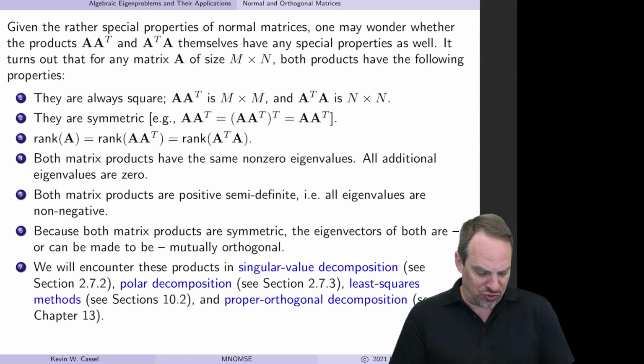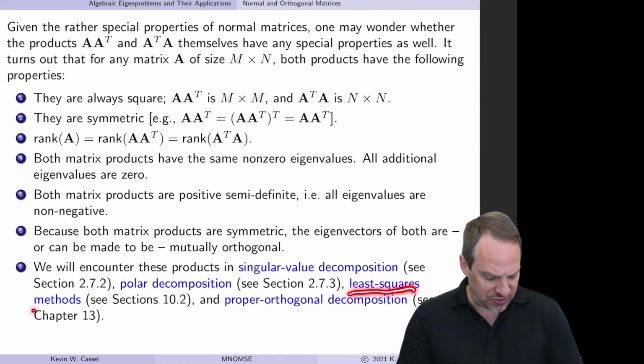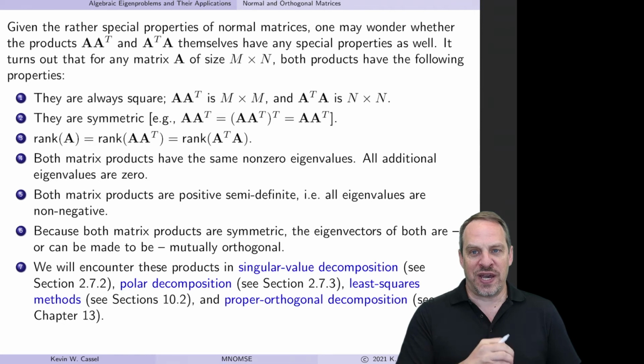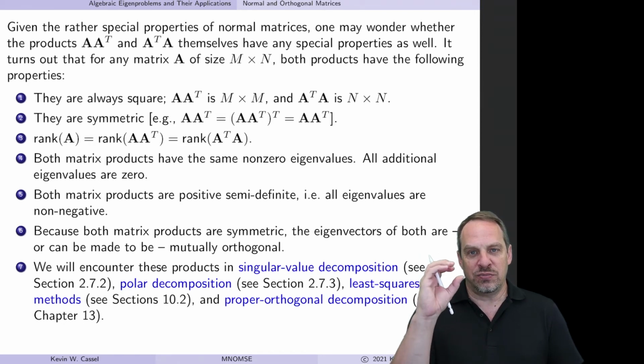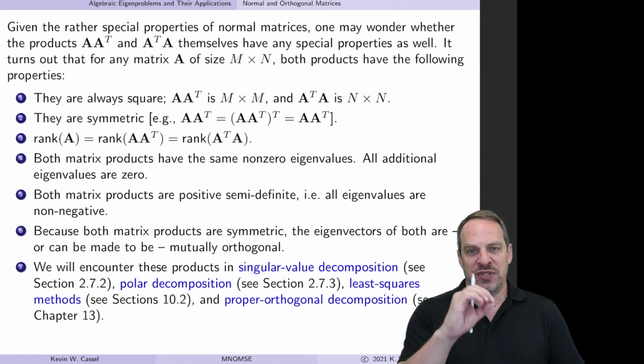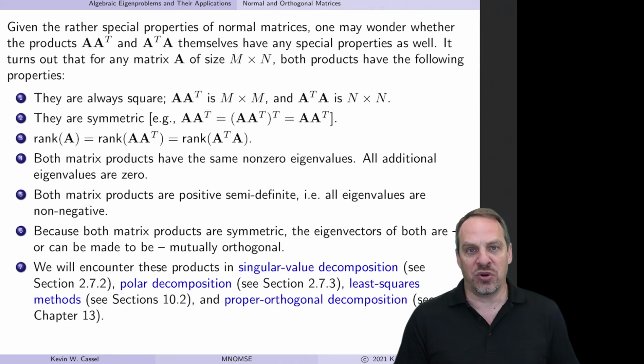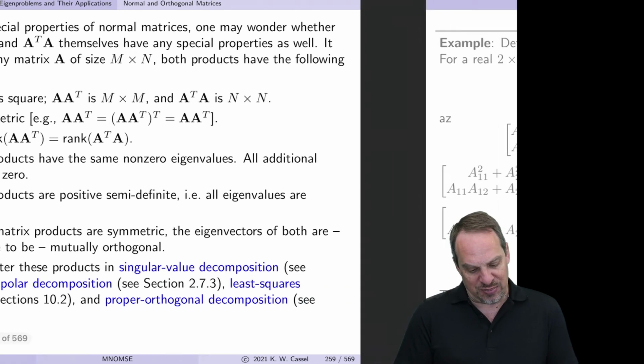So we're going to encounter some really useful and powerful decompositions, such as singular value decomposition. You've heard me mention that a couple times. Polar decomposition is used in continuum mechanics quite frequently. Least squares methods are going to be used in part 3 for optimization. And then POD, which I've also mentioned a few times, comes at the very end of the book in chapter 13. All of these are going to take advantage of the fact that even though A may not have these properties, A times A transpose and A transpose times A do, and that's going to be the basis for a number of very important and useful operations and applications.